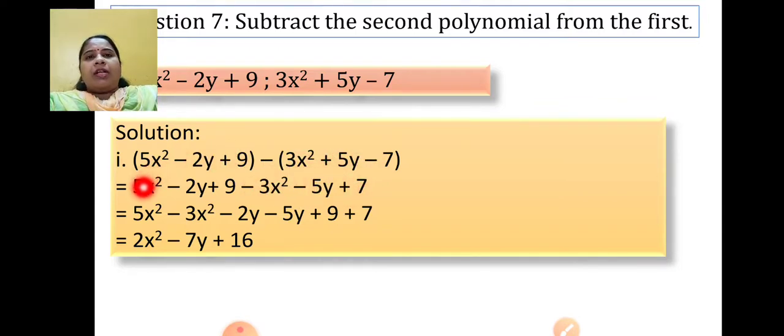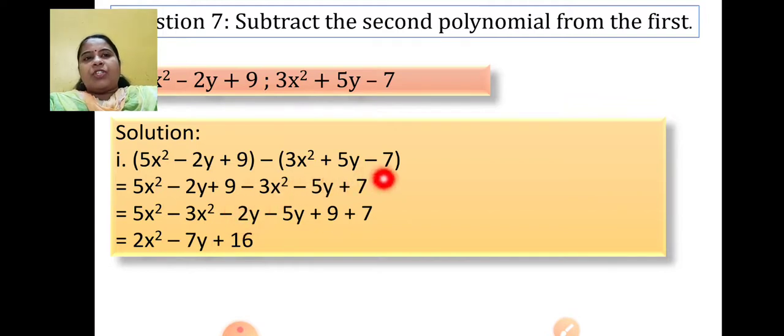Then collect the like terms. 5x square is here. Minus 3x square is here. They should be written together. Minus 2y minus 5y, they are written together. Plus 9 and plus 7, they are constant numbers, they are written together. Okay, then 5 minus 3 is 2x square. Minus 2 and minus 5 both are negative numbers, so add it and put that minus sign to the answer. So it will become minus 7y. 9 plus 7 is 16, right? So the final answer is 2x square minus 7y plus 16.